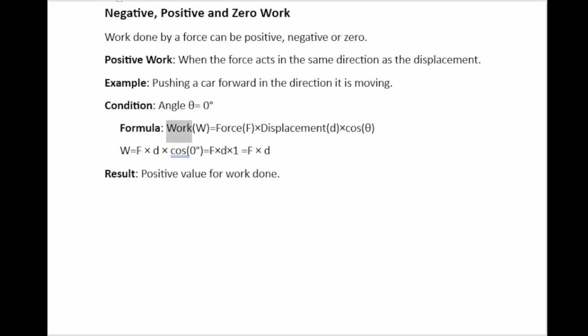Formula: work, W, is equal to force, F, times displacement, D, times cos theta. W is equal to F times D times cos 0 degrees, is equal to F times D times 1, is equal to F times D. Result: positive value for work done.